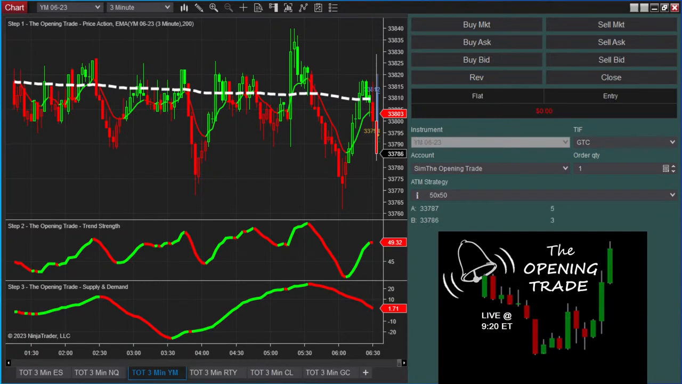The great thing about our automated trading strategies is their user-friendly options, so you can curtail it to your game plan very easily, which is very nice.